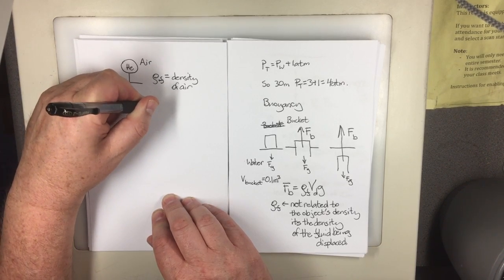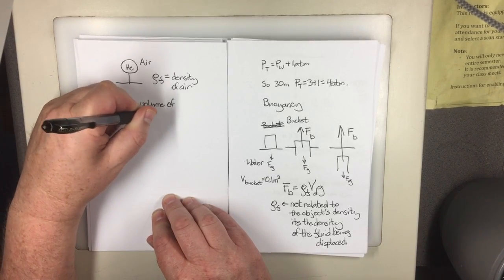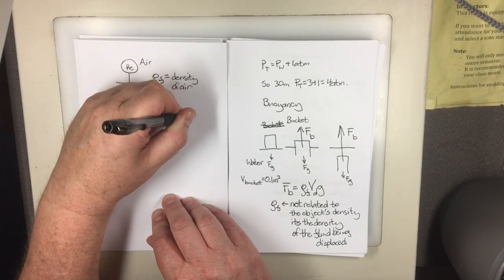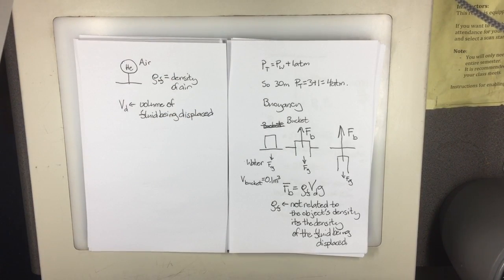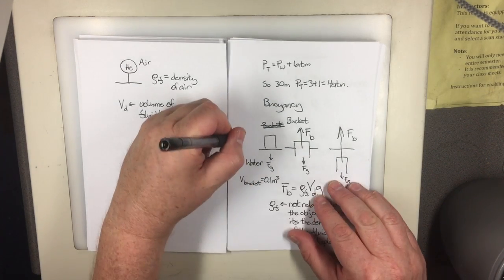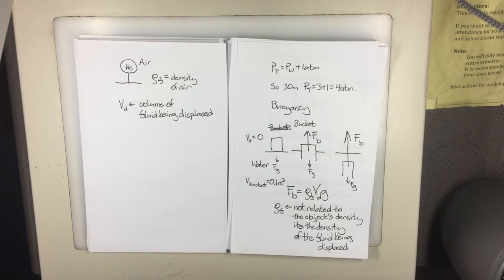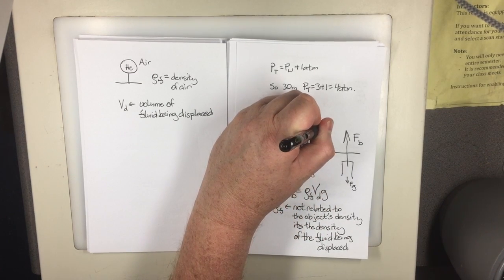V sub D is the volume of the fluid being displaced. Here, that volume of displacement is 0. The bucket is out of the water. So if the bucket is out of the water, the volume of displacement is 0, so there is no buoyant force.